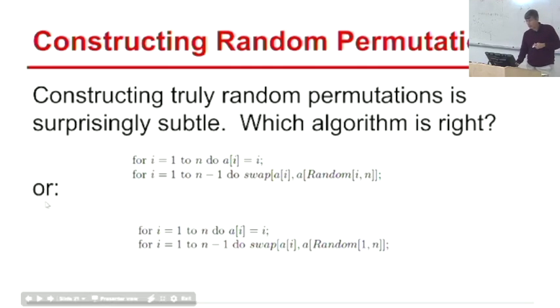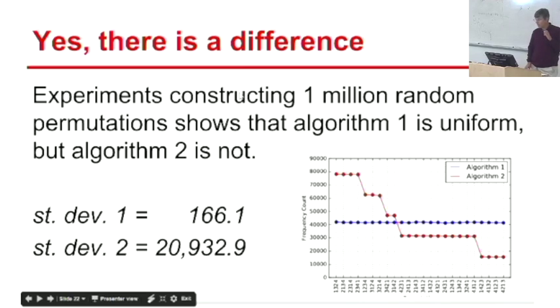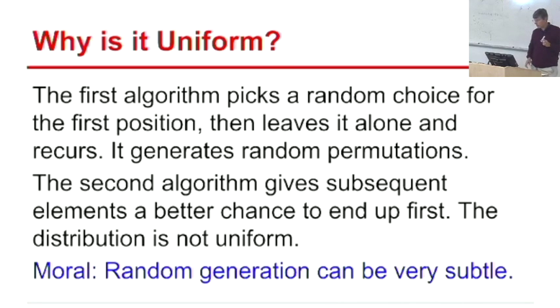So the moral is this is how you generate random permutations, and that random generation is a subtle thing. Any questions? And again, the key notion here is that random generation is a subtle thing. When you are generating things at random, you should do a permutation test, or you should at least plot the distributions to see that you're right.